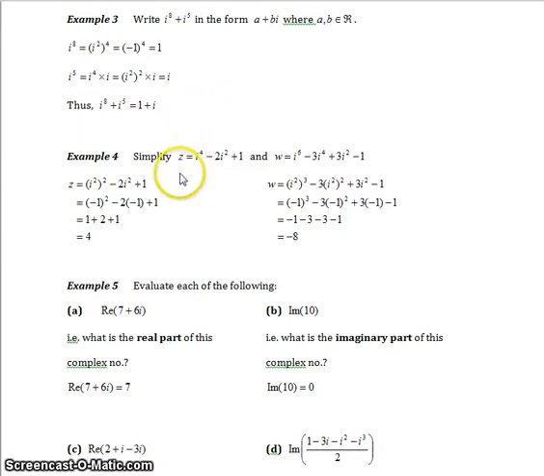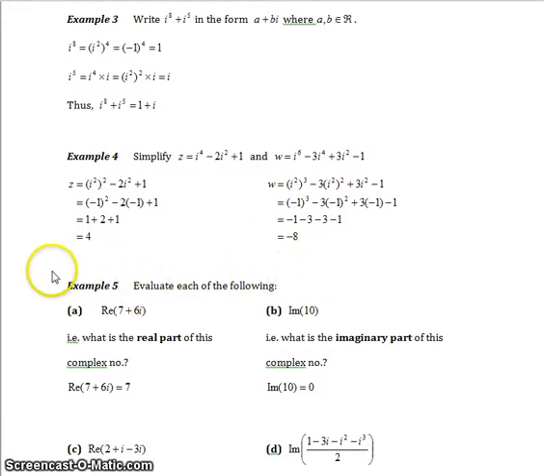Okay, next one here, simplify these two complex numbers Z and W. It's just a matter of working through similarly with what's done here. So just have a work through those and you will be able to see that Z turns out to be 4 and W is negative 8.